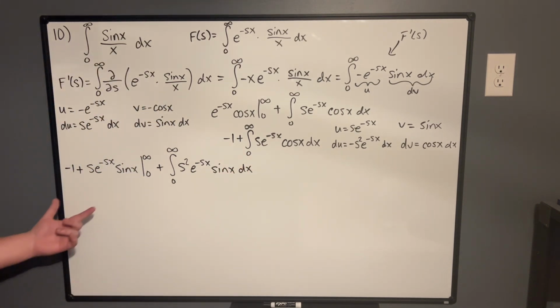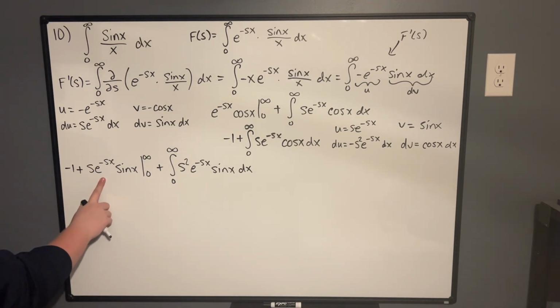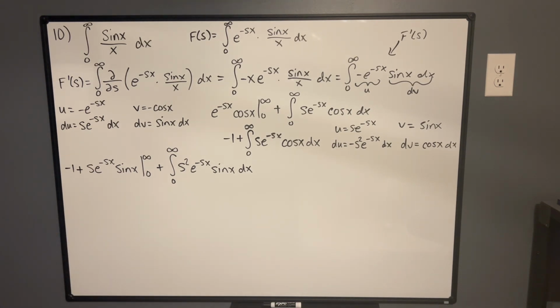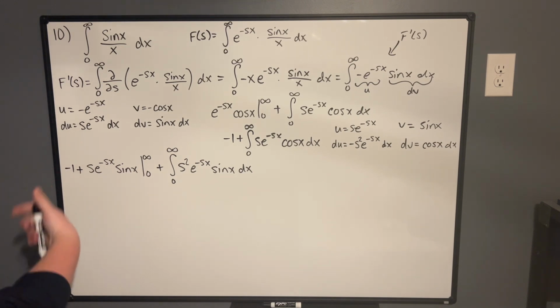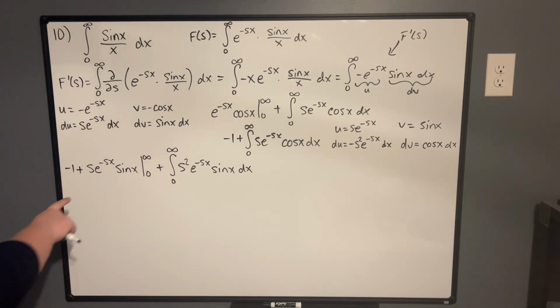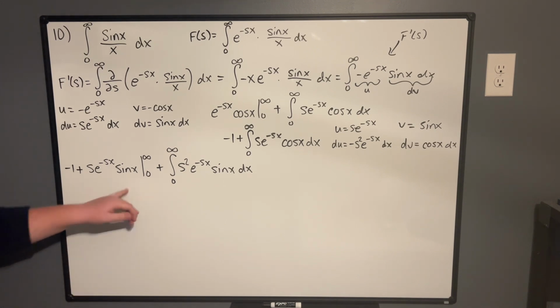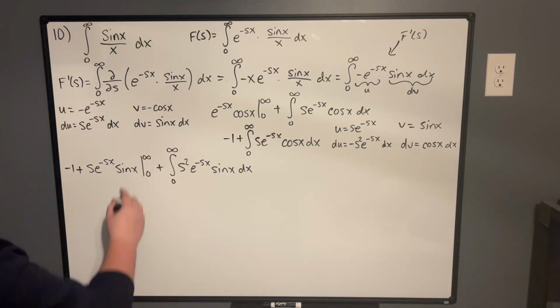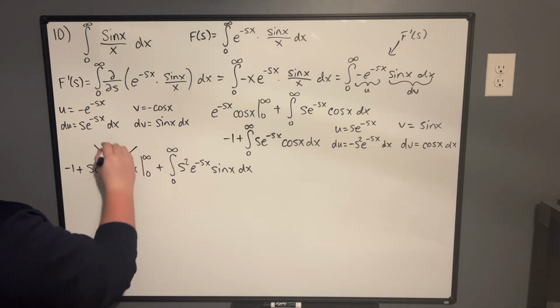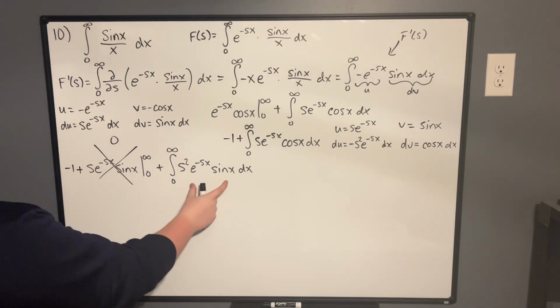And then again, we can evaluate this part right here. So if we plug in infinity, we get a very small exponential down there. It will actually end up giving us 0, because sine x can only fluctuate between 0 and 1, but this will continue to grow. So it will be 0 there. And if I plug in 0, sine of 0 is 0. So this entire term goes away and becomes 0. Then we just have this right here.